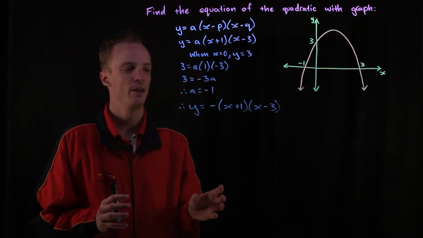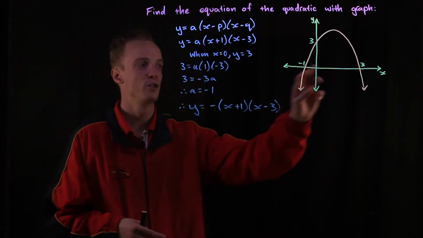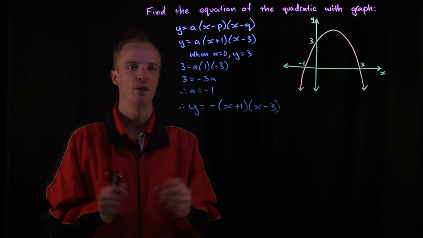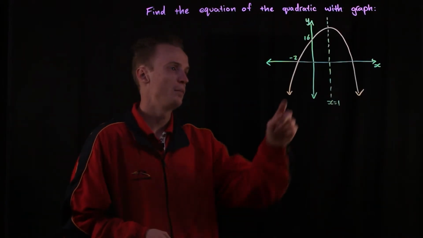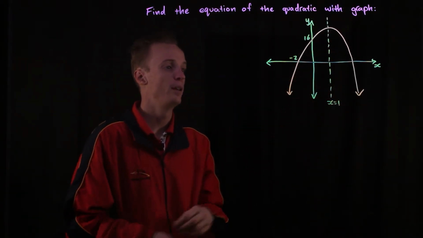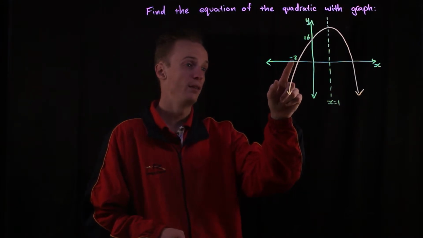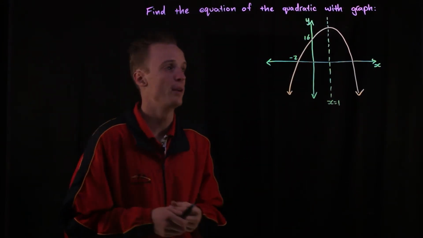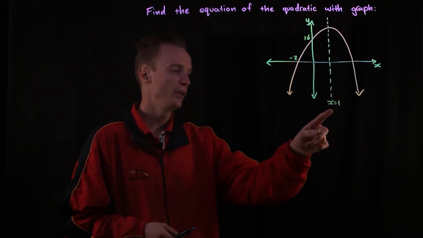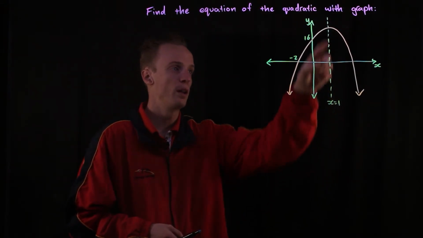So that's how we find the equation of a quadratic if we know the two roots and a third point. But let's go through just another example of this. In this example of my quadratic, what I now know is what one of the roots is, so it's negative 2. I've also got the y-intercept of 16, so I've got a point there that I can use. And I also know the axis of symmetry is equal to 1.